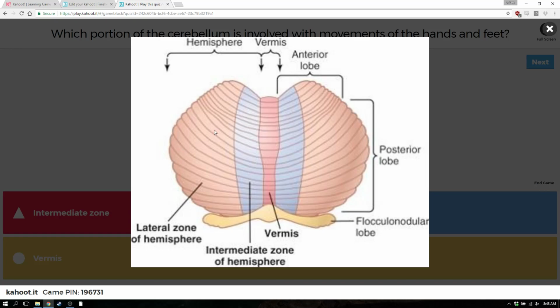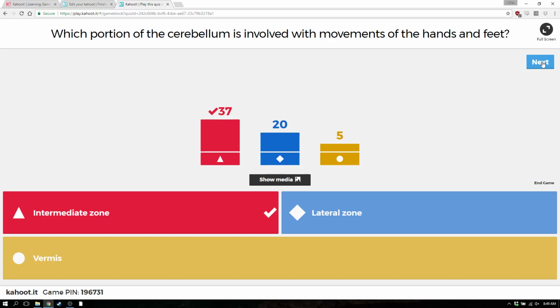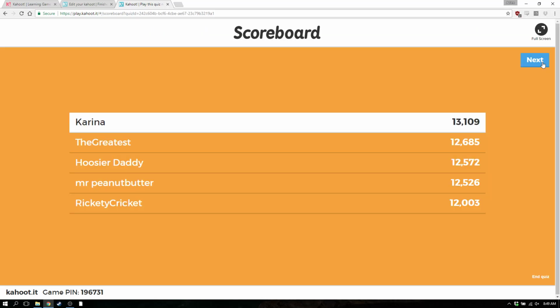And then how about this lateral zone? What does this do? Yeah, it helps with coordination of movements, planning of things, not necessarily planning, but the sequencing of movements is going to be occurring here more in the lateral areas. Good. Fantastic. Moving on.